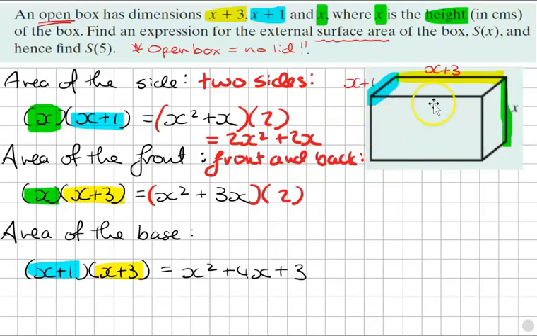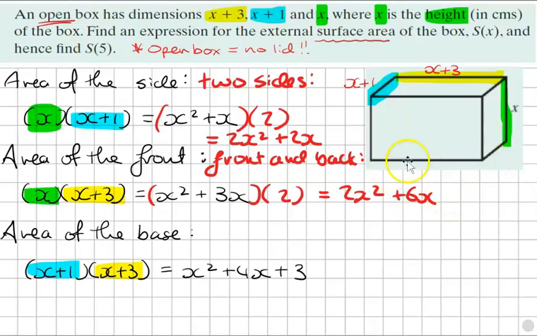And then in the picture, we can only see the front, but there's also a back to the box. So to get the front and the back, it's going to be x squared plus 3x, again multiplied by 2. And that gives us 2x squared plus 6x.